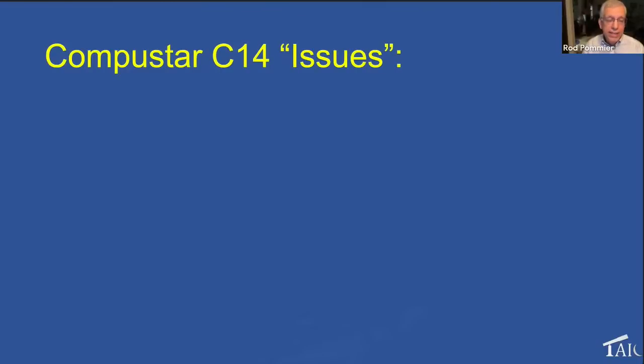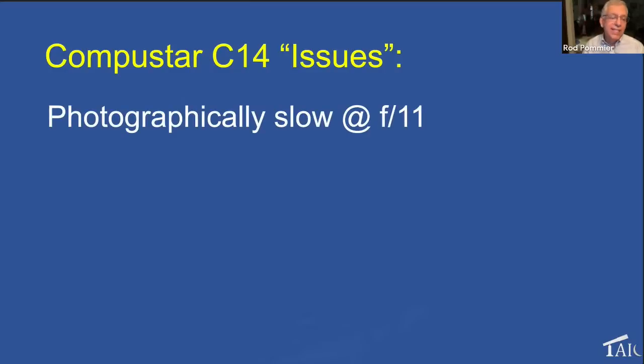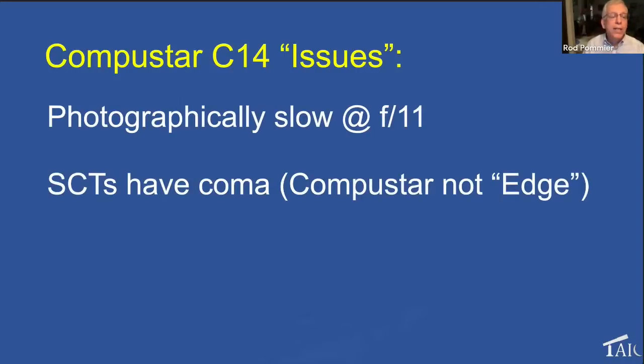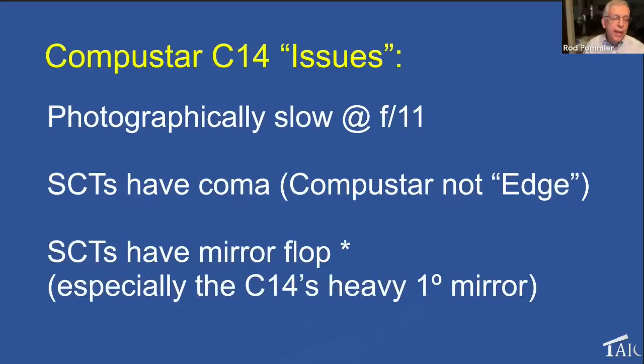Unfortunately, the Compustar C14 has a host of issues that make it quite difficult to convert into a successful astrograph. First of all, its native focal ratio is f/11, which is photographically quite slow. So we'd want to try to speed that up. Schmidt-Cassegrain telescopes have coma. The stars in the corner are all comma-shaped, and this was not an EdgeHD like Celestron makes currently with the C14. It was a classic C14 that didn't have the lenses in it for coma correction.